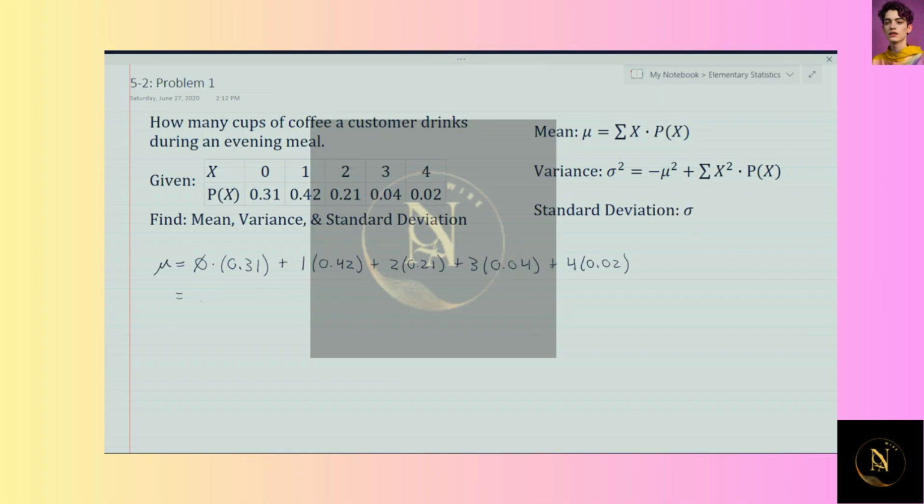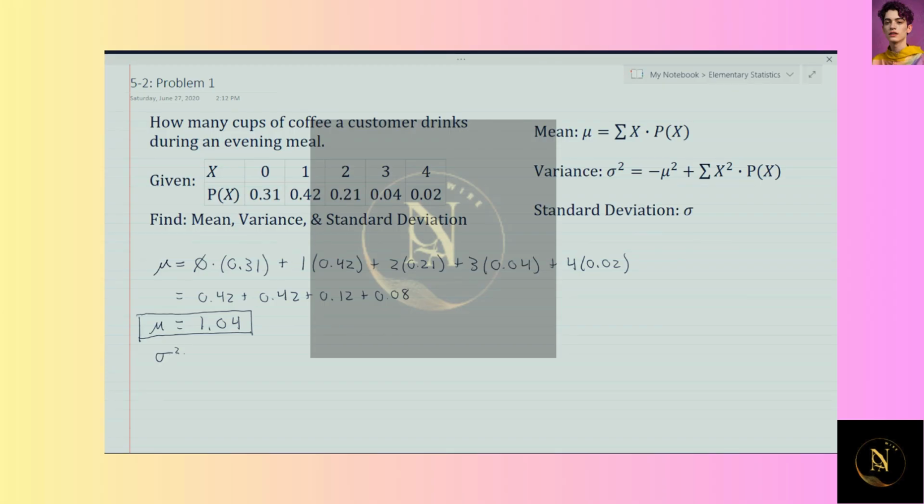All this is going to be equal to 0.42 plus 0.42 plus 0.12 plus 0.08. And this ends up being equal to 1.04. So this is what the mean of the data is, 1.04 cups of coffee. Next, let's take a look at the variance.